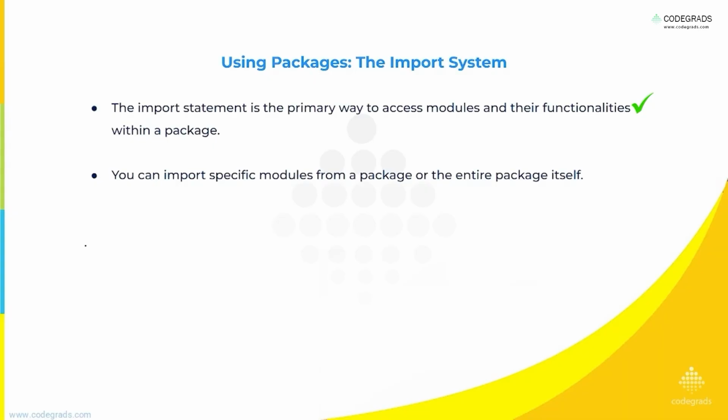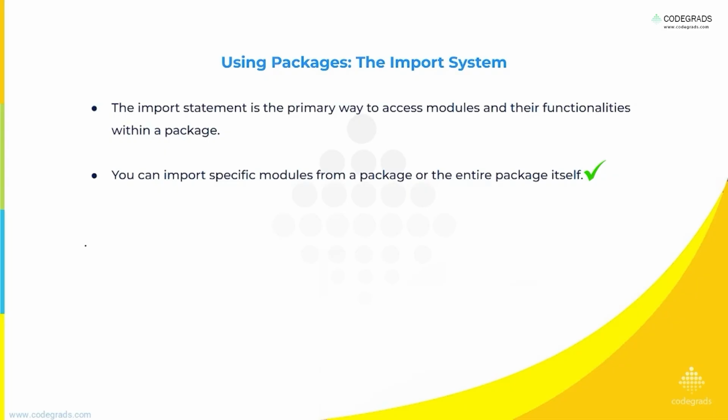Now, using packages, the import system. The import system is the primary way to access modules and their functionality within a package. You can import specific modules from a package or the entire package itself. So importing built-in packages, suppose we have to do some mathematical operation, we need to import math. Then suppose I want to find the square root of any number, so I will just import math, and then I will say print math.sqrt of the number I want, suppose 16, and the output will be given as 4.